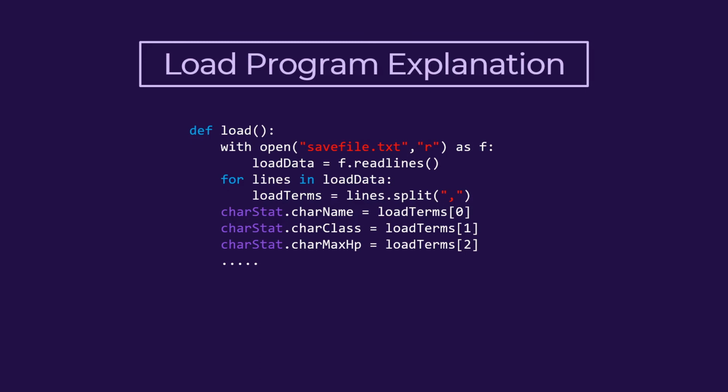The load function, however, opens the file as f and in read-only mode. The data is then put into a variable named load data and separated by using the split function inside a for loop. The separated list of information is then assigned into the designated variable in the carstat module containing all the character information using their list index.